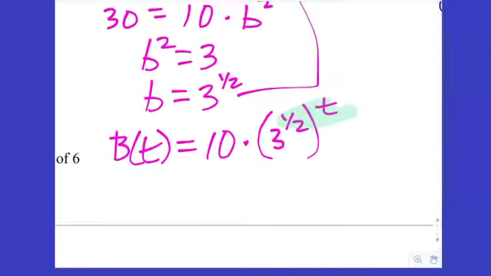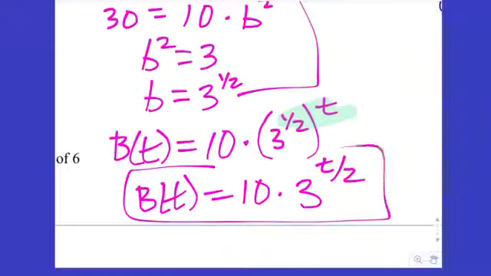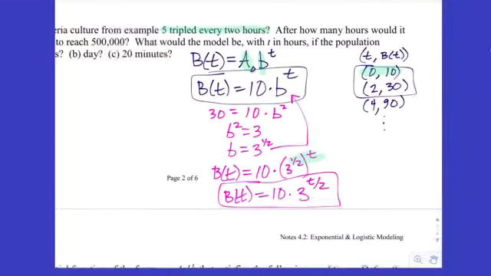Multiply. So you could skip this step, right? You work enough of these, you could skip that step. You can go straight to the final model. 10 times 3 to the 1/2 t power, or I'll just say t divided by 2 power. So there you go. When in doubt, create some ordered pairs, plug it in, and find it.